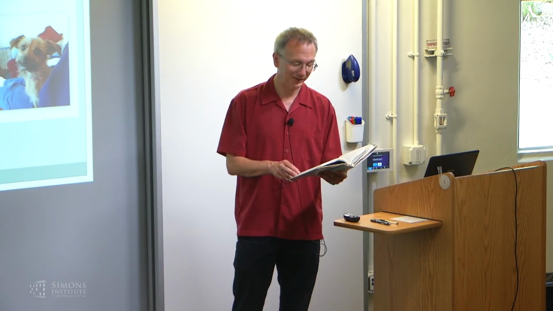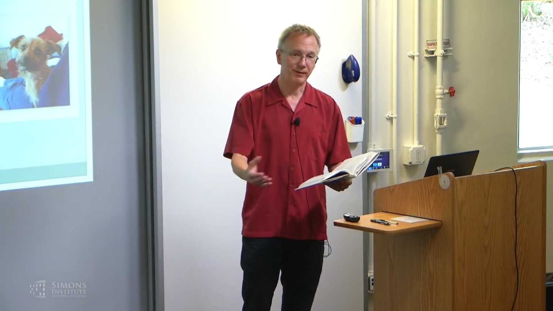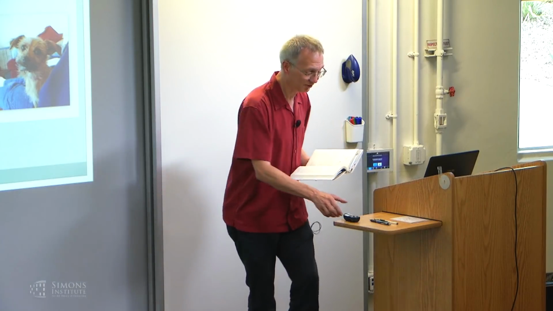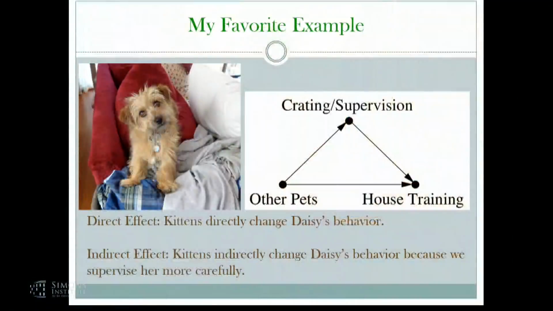Dana hypothesized that the effect of the kittens was not direct, as in the pack theory, but indirect, mediated by crating and supervision. Figure 9.6, which I will show to you on the right here, shows a causal graph. Here you can see the direct effect on the bottom line, the kittens leading directly to greater success in house training, and the indirect effect goes up the top. The kittens cause us to supervise her more, and then that makes her behave better.